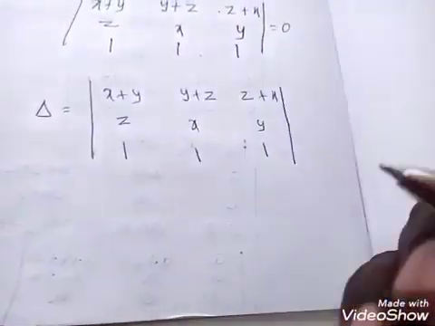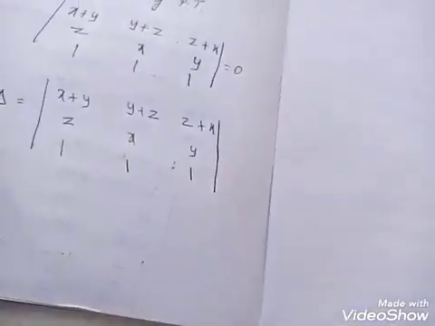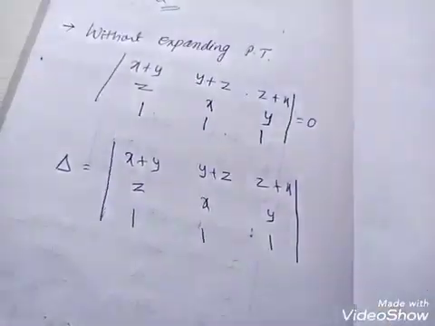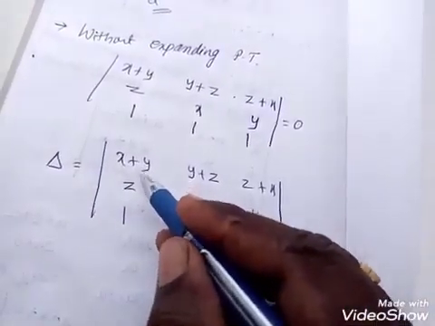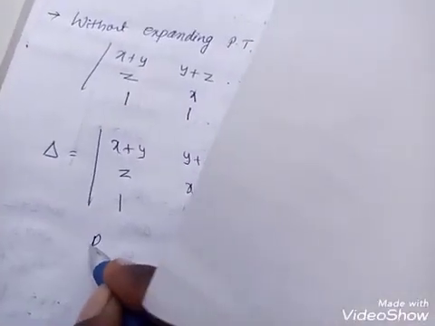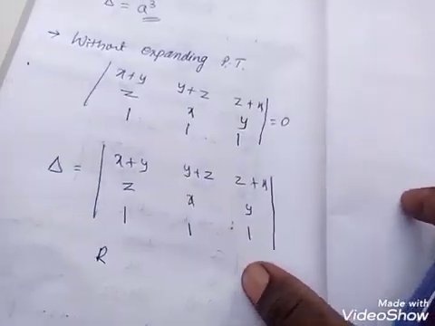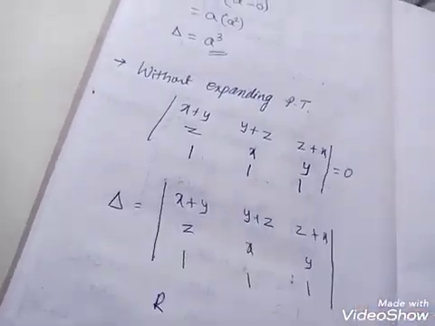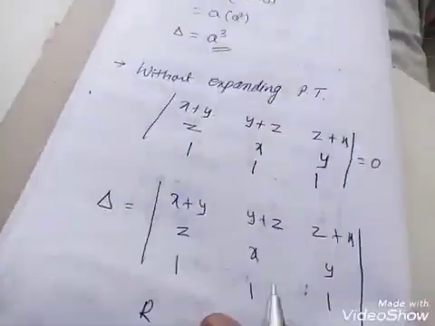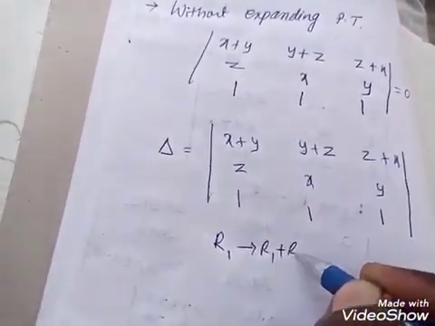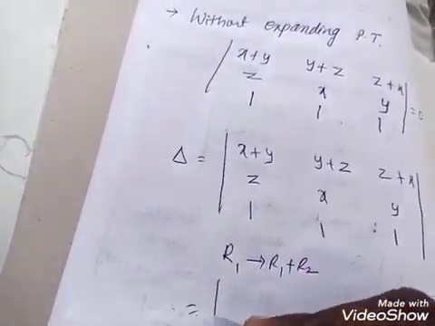I am going with a simple method, observe there. In determinants you can solve many problems in many ways, but here I am taking a very simple way. Here x plus y, x plus y, z. That's why I am writing here: R1 gives rise to R1 plus R2. If I go for that method, then what are you going to get?